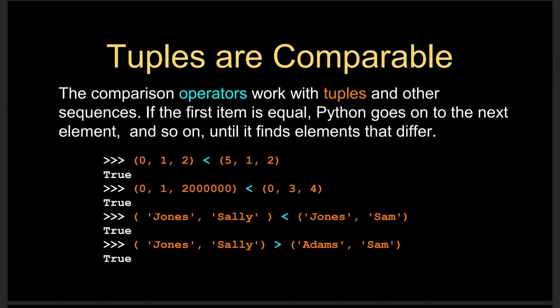Sorry, 0, 1, 2 less than 5, 1, 2. It means it will compare each and every element in the next tuple. Whether all the elements, or even some elements, are lesser, it will return true. Here, see, 0 is less than 5, less than 1, less than 2. So it is true. It will go to the next element, 1.